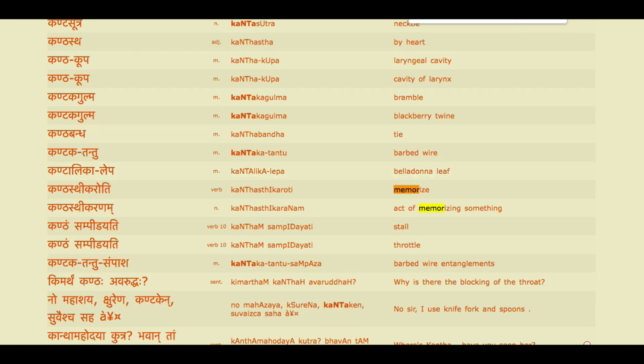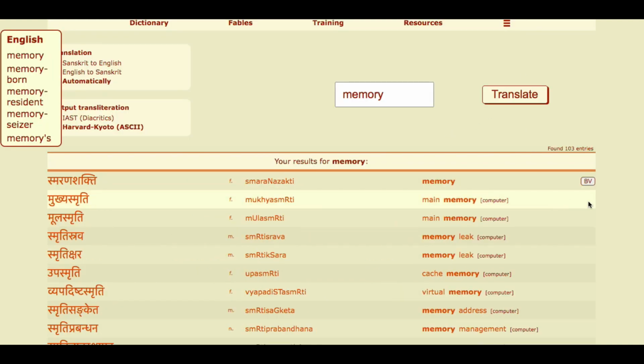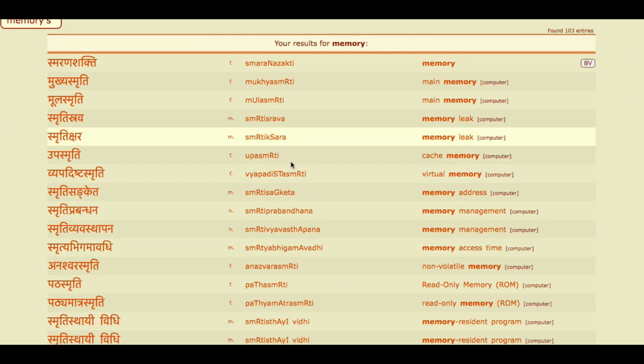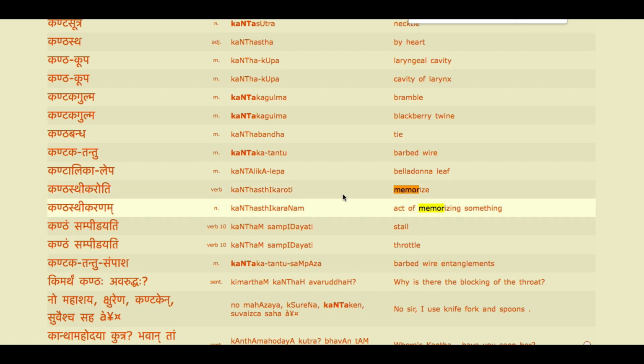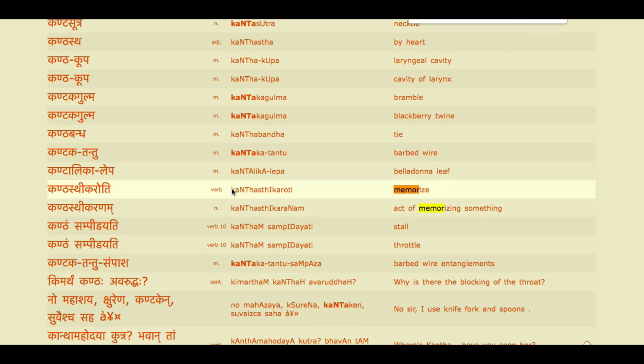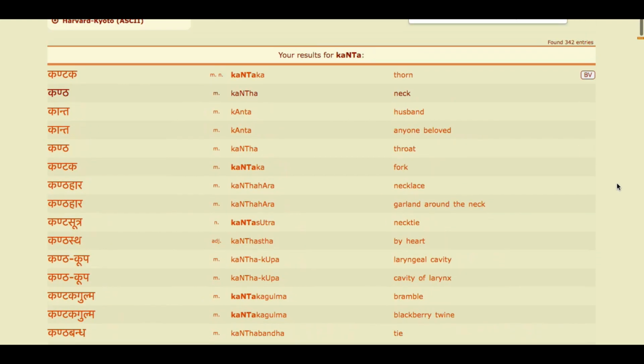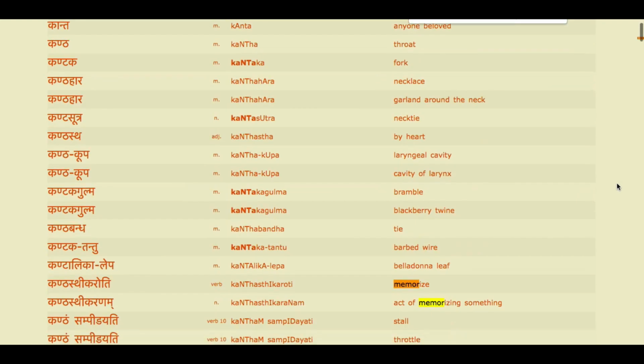I didn't find memory here. I didn't find the correlation with kanta, but I found it here, where it says kanta asti karoti. Kanta asti karoti means to memorize. So there is the word kanta. There is the word memorize, right? So kanta means also a memory.